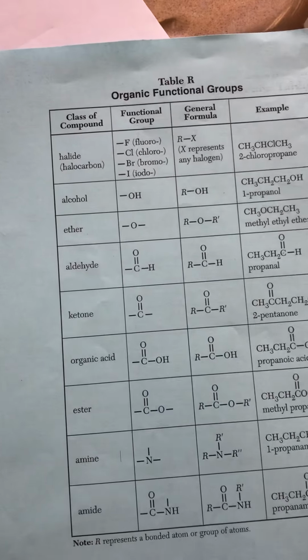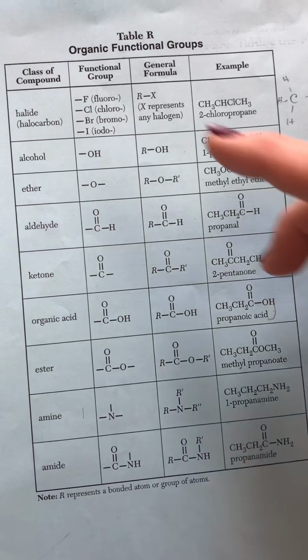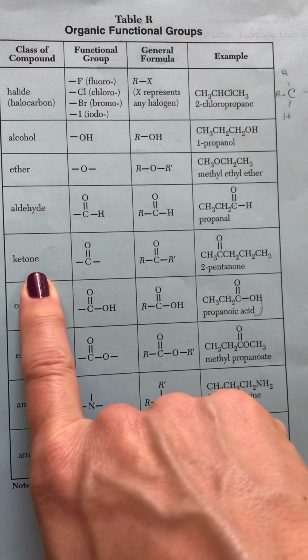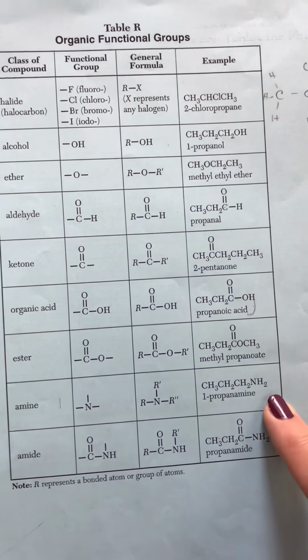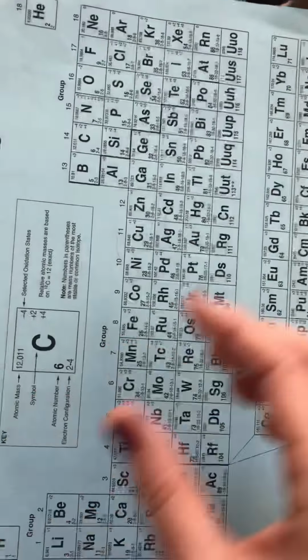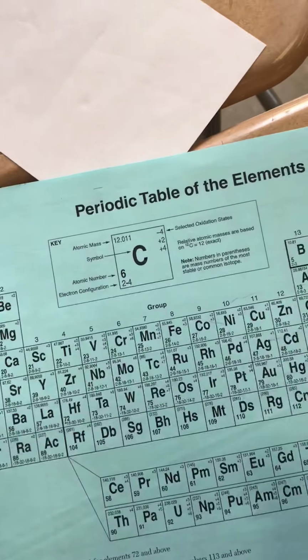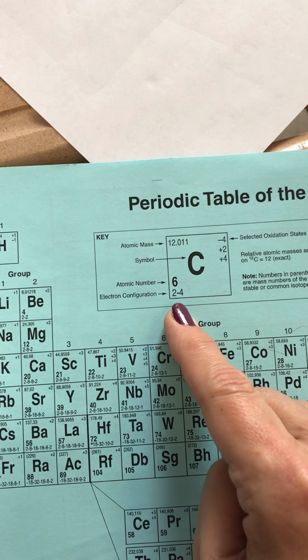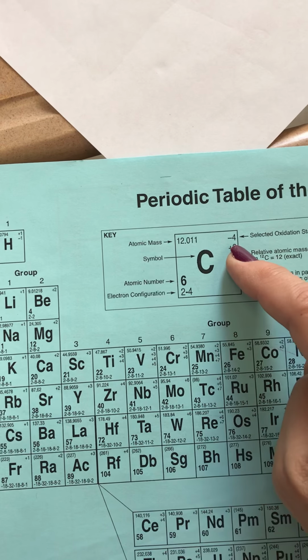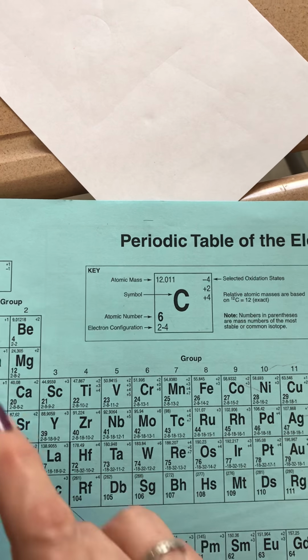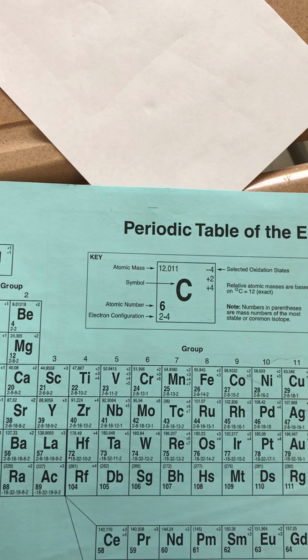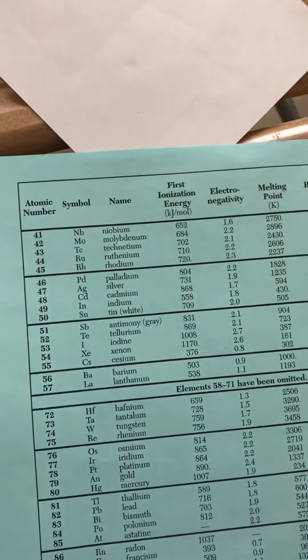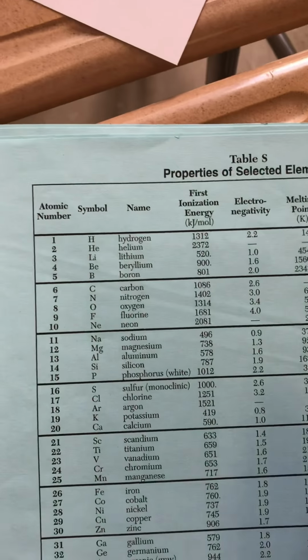Next table is my functional groups. So if I am trying to identify the class, I go and find the functional group, identify what class it is, and if I have to name it, here's all of my examples for naming. Then there's my periodic table, which of course is just a wealth of information, and right here it tells you a lot. The mass, the symbol, the atomic number, the electron configuration, the most likely oxidation states are all listed. These are groups going down, these are periods going across, and there's so much you can get from the periodic table.